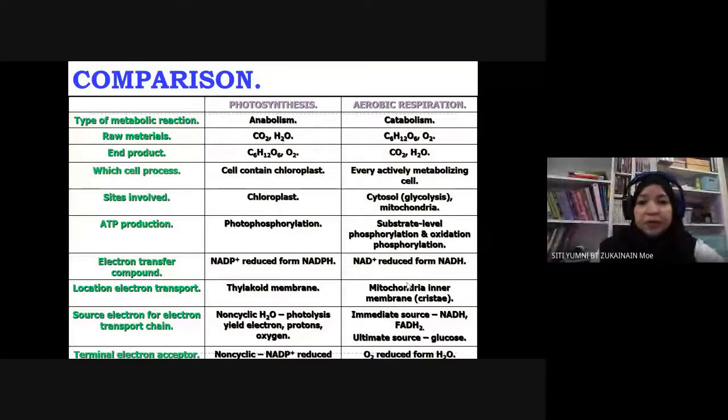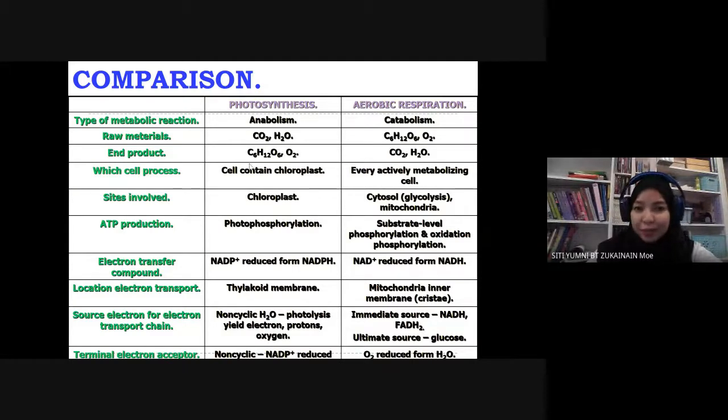A comparison between photosynthesis and aerobic respiration will conclude this subunit. If you look here, photosynthesis and aerobic respiration: photosynthesis needs carbon dioxide and water, while aerobic respiration needs sugar to be oxidized. So the end products of photosynthesis are sugar and oxygen, while the end products of aerobic respiration are carbon dioxide and water.